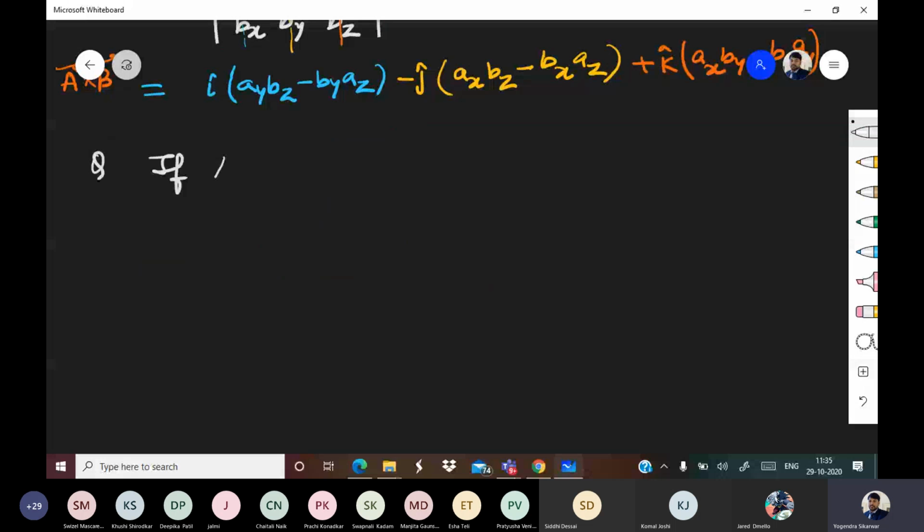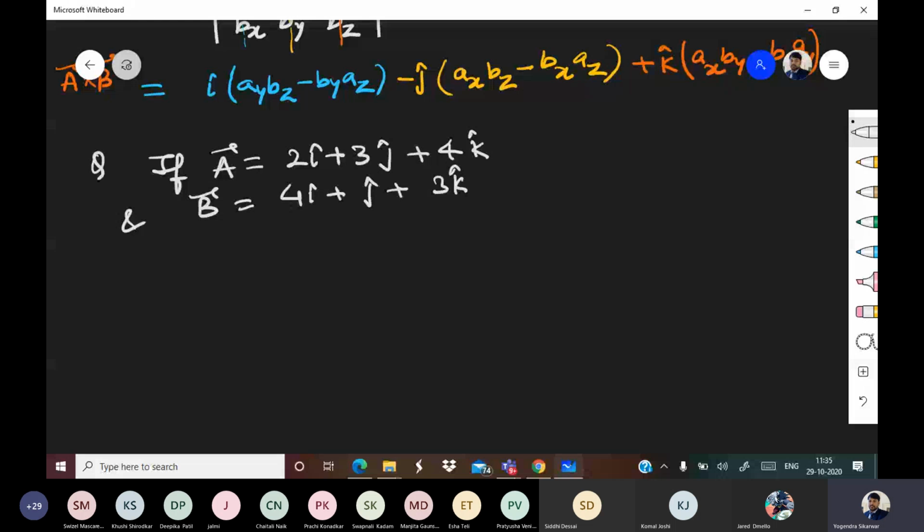Question. If A vector is equal to 2i plus 3j plus 4k and B vector is equal to 4i plus j plus 3k, find number 1, A cross B, number 2, B cross A. Please find, everyone.